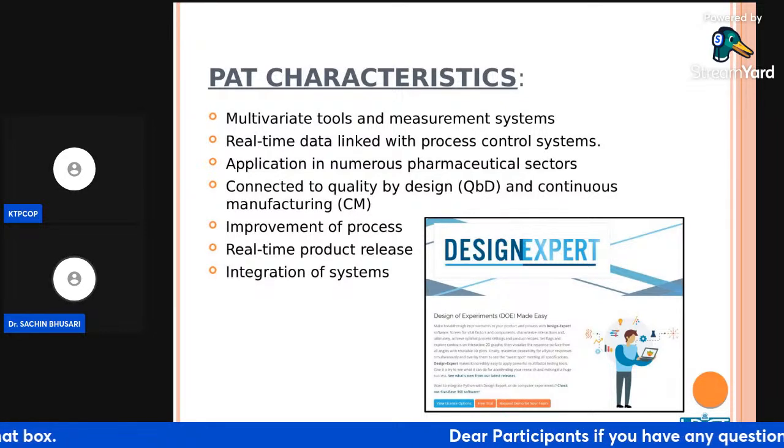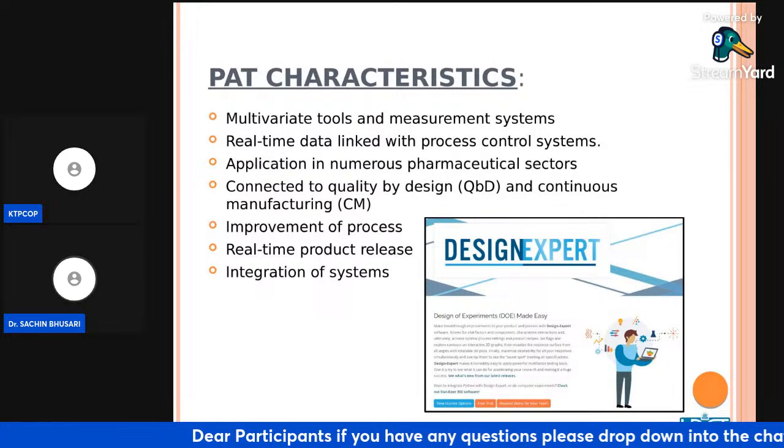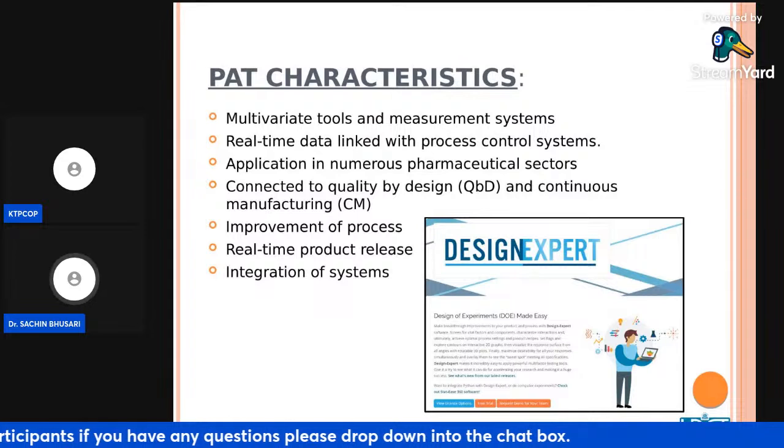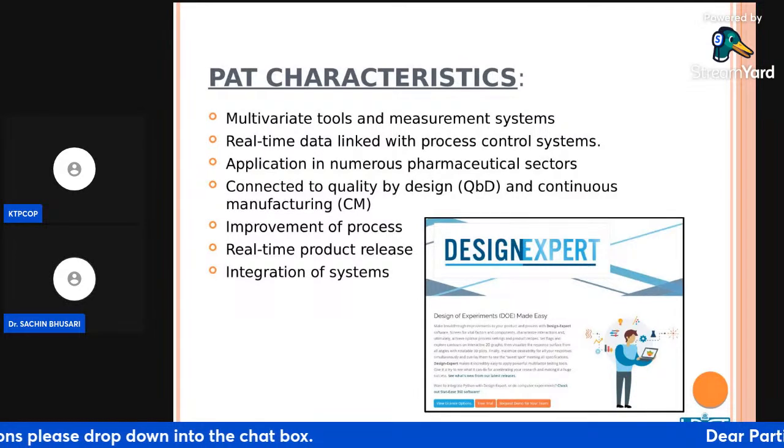So there is one view, Design Expert. It is experimental design software. Design Expert is a very well-known brand in design of experiments. This is with me, a license copy. So this is a screenshot of Design Expert.